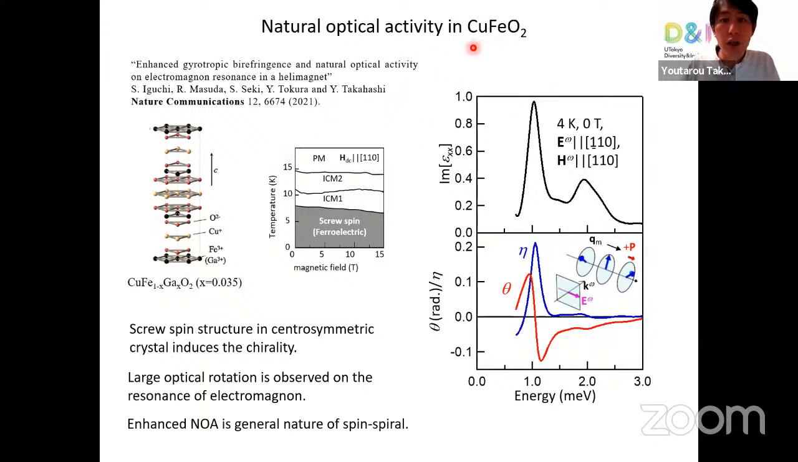Next, I use a copper oxide. In this case, the crystal structure in the paramagnetic phase is centrosymmetric and does not have any chirality. At the lowest temperature, the screw spin state is formed. In this phase, we observe a large optical rotation at the resonance of the electromagnon. This is the optical spectrum in the terahertz region, and we observe the large optical rotation. So this result clearly shows that the enhanced natural optical activity is a general nature of the spin spiral.